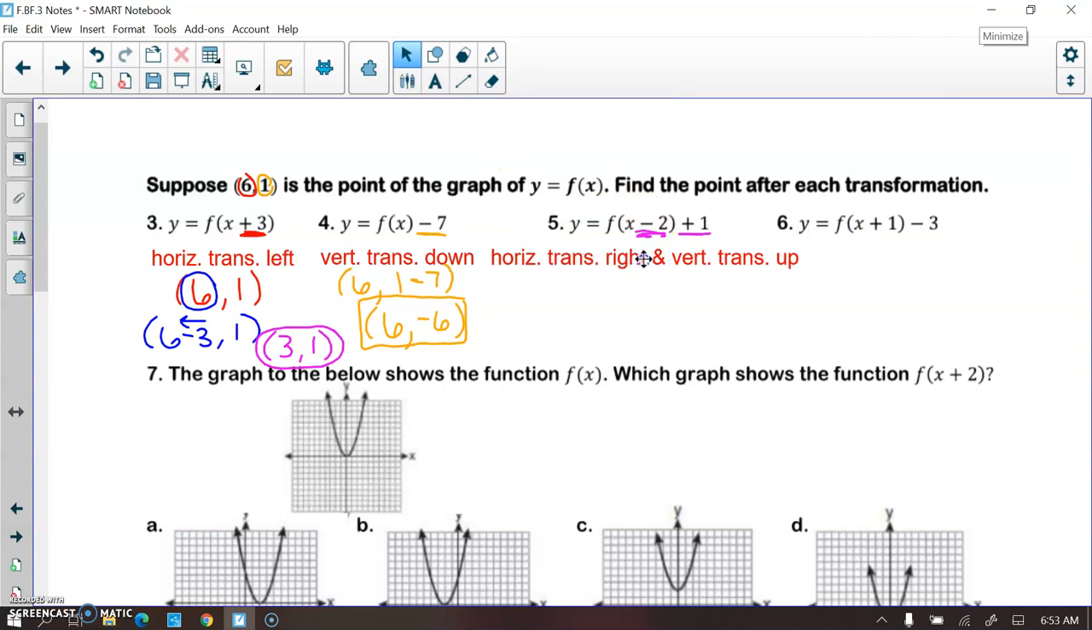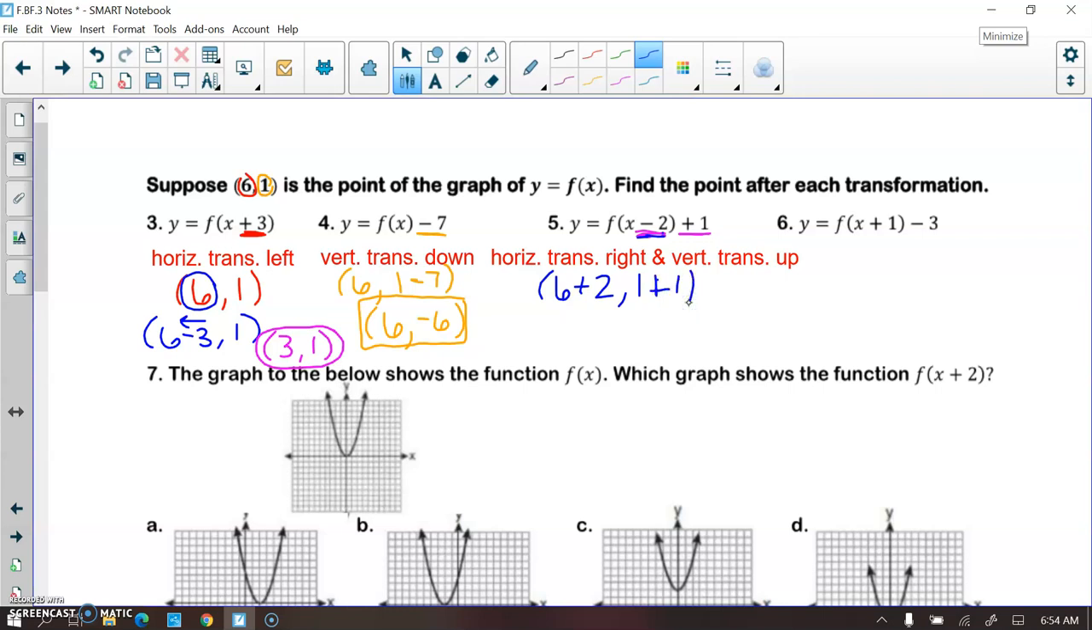Now, remember, with horizontal translations, it just affects your x value. So for my 6, remember, horizontal translations are the hard one to remember. I'm not going to be subtracting 2 units. If I'm translating it to the right, that means I'm going towards the positive value, so I'm actually going to be adding 2 units on. And vertical translations affect your y, so my y value is 1, and I'm going to be moving it up 1, so I'm going to add 1 to it.